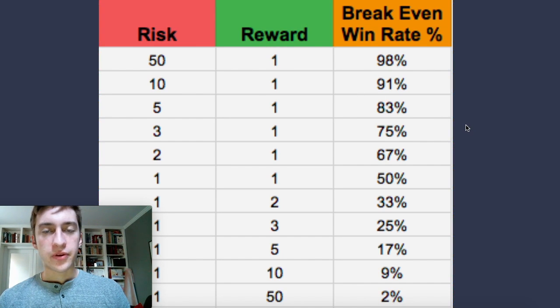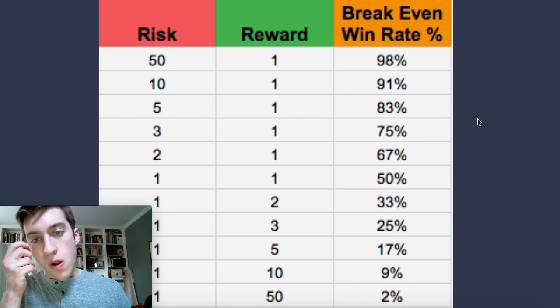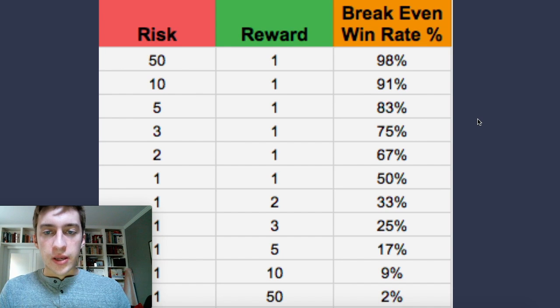So that's basically how to calculate your risk reward and your win rate. Not too complicated, but if you have any questions or don't understand that, just leave a question in the comments below. All right, so let's go into a first example.